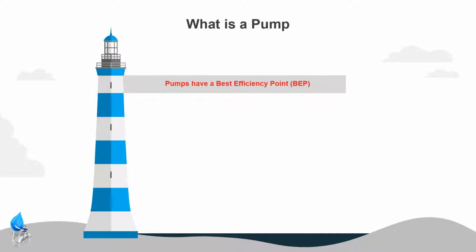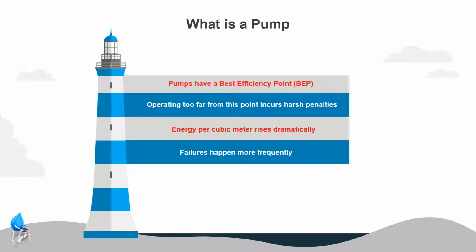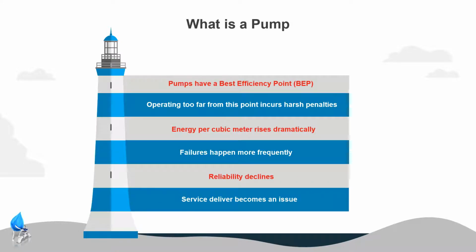So pumps have what we call a best efficiency point, a BEP, and this is a very important principle to understand. Operating too far from this point incurs harsh penalties. Energy per cubic meter rises dramatically, failure happens more frequently, reliability declines drastically, and service delivery becomes an issue.